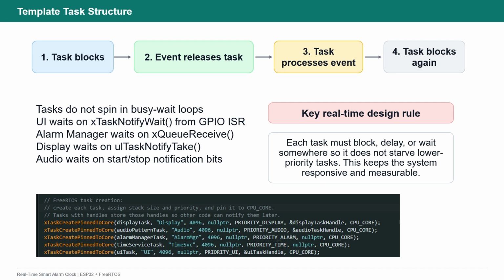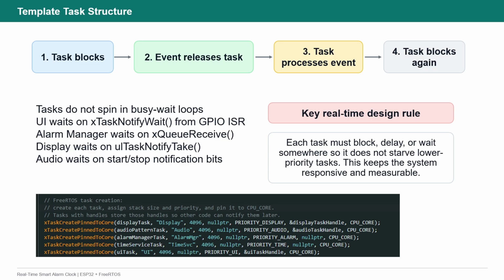Most tasks follow the same structure. A task starts by blocking or waiting, then an event releases the task, it processes the event, then blocks again. For example, the UI task waits for a button interrupt notification, the alarm manager waits for events in a queue, the display task waits for a display notification, the audio task waits for a start or stop signal.